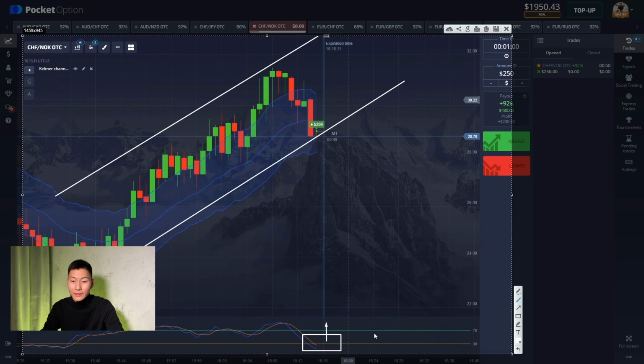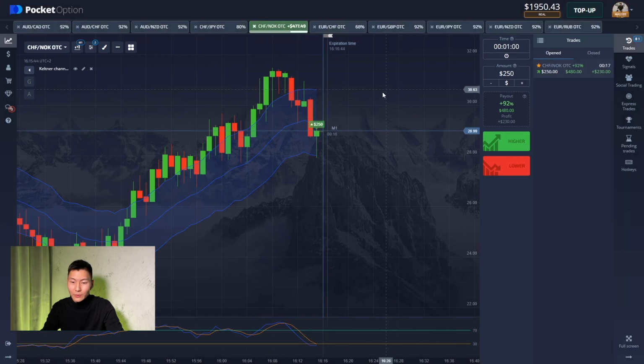I remind you that this is OTC and we shouldn't pay attention to the stochastic all the time. Moreover, we should trade ahead of the market, and OTC is really good for this. We see a very strong correction to the downside out of this resistance zone, and now the price should move to the upside and the position will be closed in profit, guys.